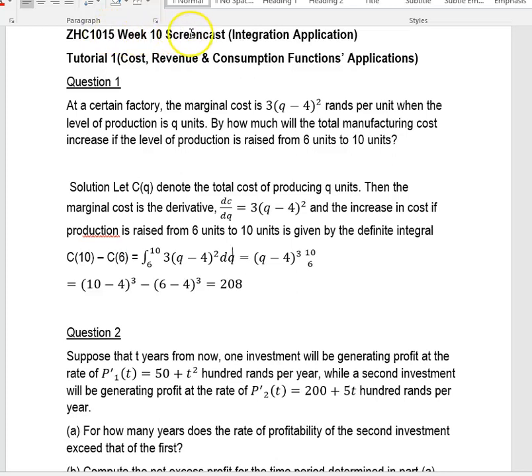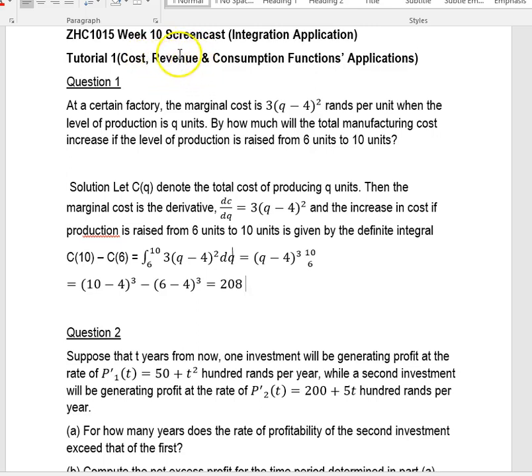Week 10's screencast on integration application. This will be tutorial 1 on how we use integration to solve questions on cost concept, revenue, and consumption functions. In the cost concept, we'll be looking at how to derive the total cost from your marginal cost.